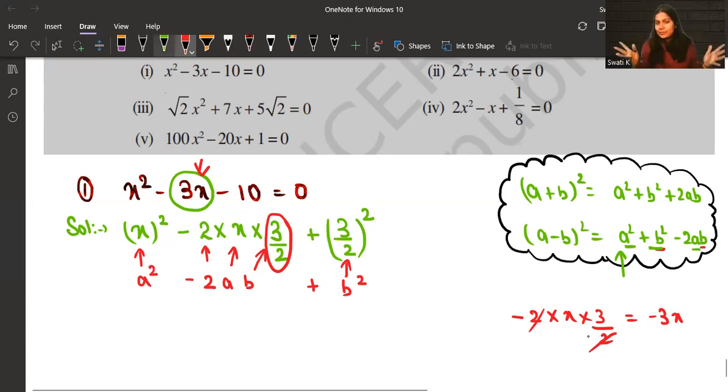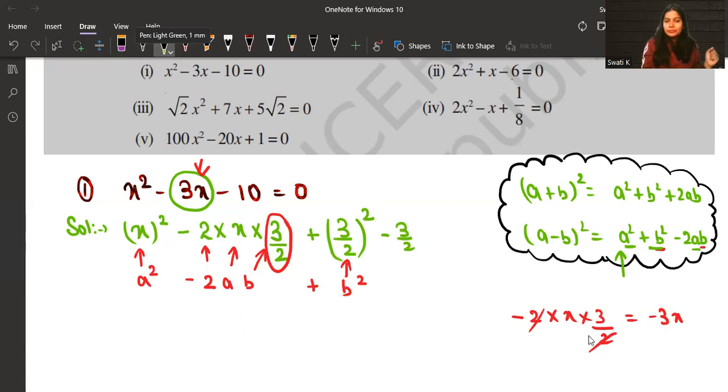We have added something extra. Again, to compensate it, you have to subtract it. So minus 3 by 2 whole square, right? Because we have added something extra, we need to balance it out by subtracting the same thing. And then this minus 10 as it is. So minus 10 equals 0.